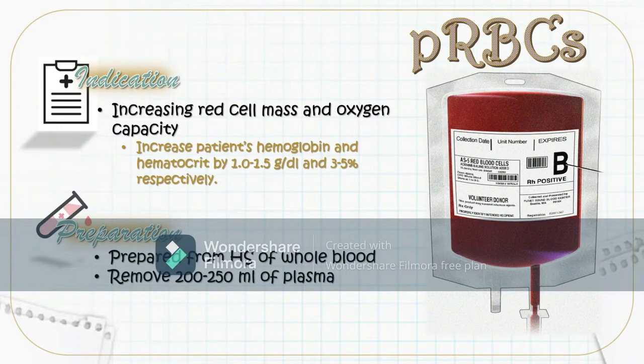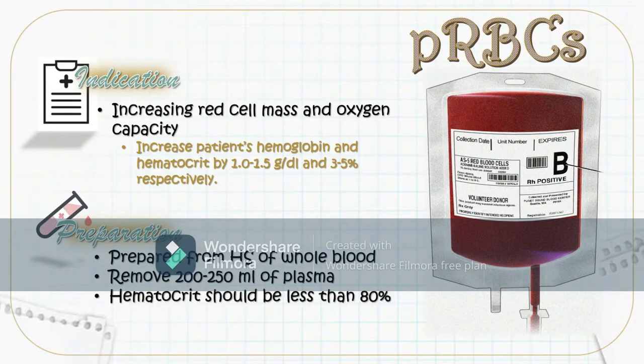And one important thing that we need to maintain when we are preparing packed red blood cells is the hematocrit of our packed red blood cell unit. Take note that for each unit, the hematocrit should be less than 80%. This is to facilitate an easy infusion of the blood unit for our patient, because the higher the hematocrit, the more viscous the blood unit is. And if blood is highly viscous, it would be difficult for it to be infused to our patient during transfusion therapy.